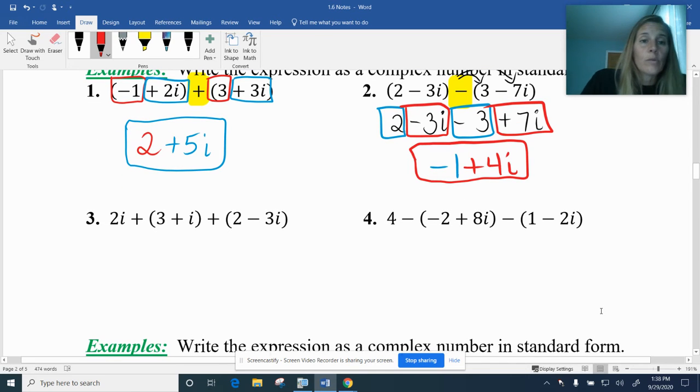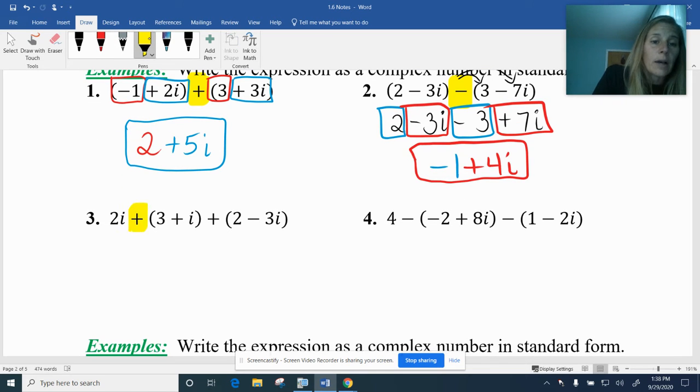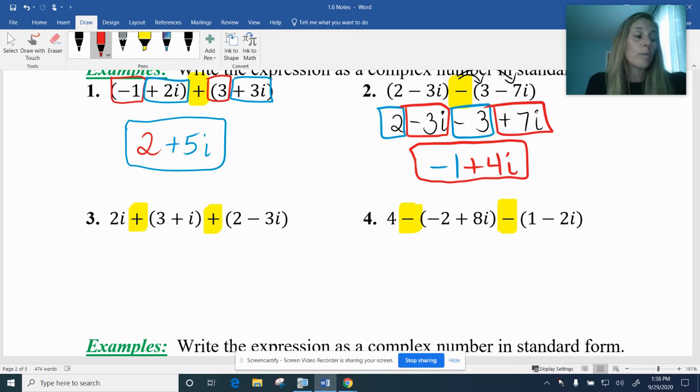All right, let's try a couple more. So now the next one, we have a plus, and then here we have a minus and a minus. So let's see how those kind of work out. When we just have addition signs, I don't have to worry about distributing anything because everything's going to stay the same. So I'm simply just going to look for my like terms.